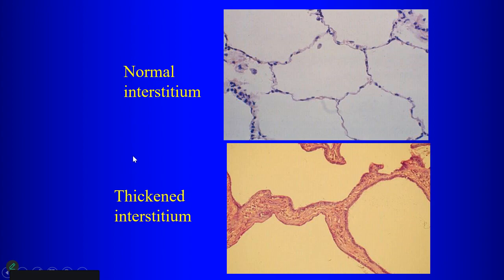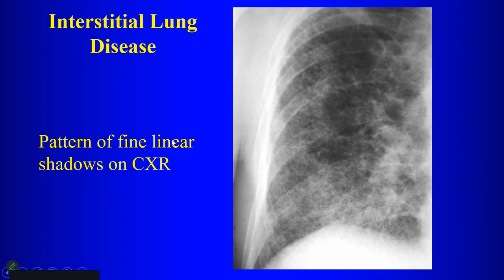So typically when we talk about the interstitium, we think about this, the alveolar walls here, and they're very thin. And then when we think about interstitial disease, we think about disease that causes thickening of the interstitium, thickening along the alveolar walls. And when we talk about it on chest radiograph, what we're talking about when we say interstitial disease is usually a pattern of fine linear shadows on the chest radiograph.